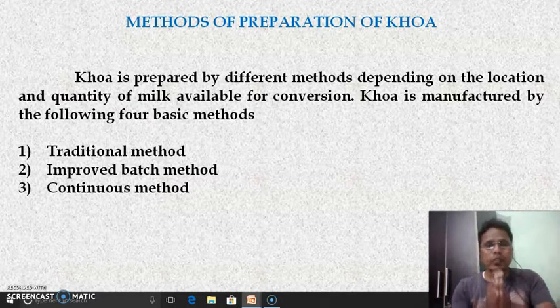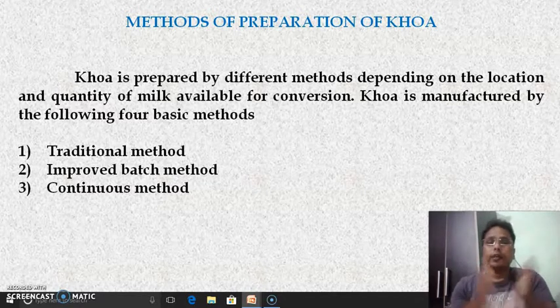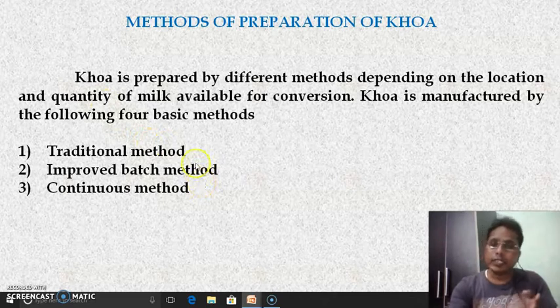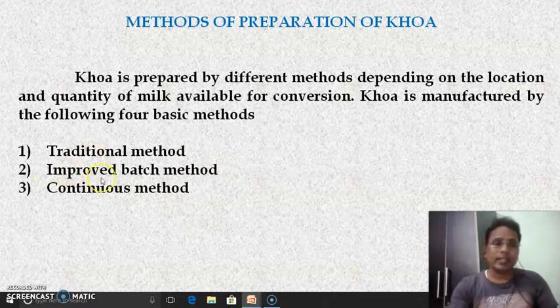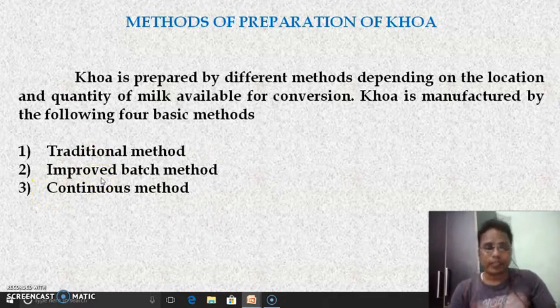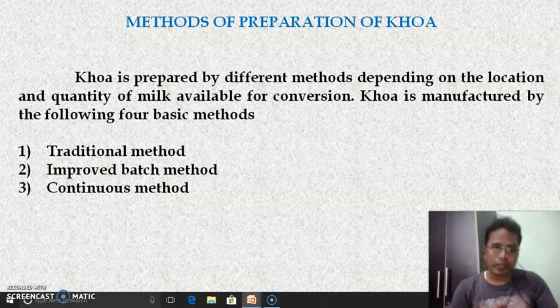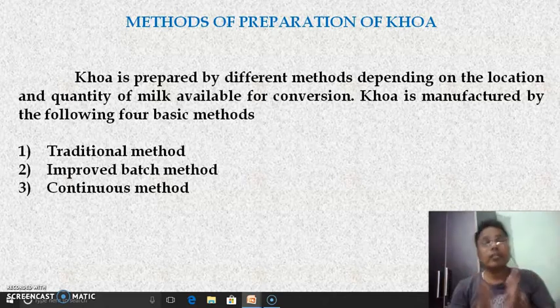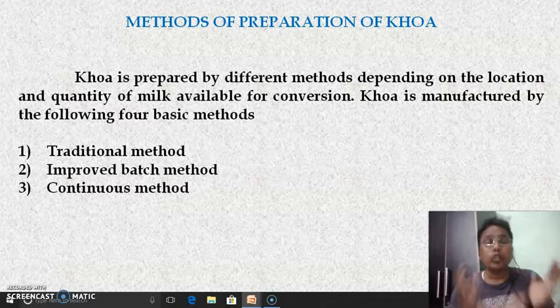On this basis, the methods of Khoa preparation are classified into three different basic methods. Number one is the traditional method, the second is the improved batch method, and the third is the continuous method. So let's see the first method, the traditional method of Khoa preparation, and how Khoa is prepared by the traditional method.